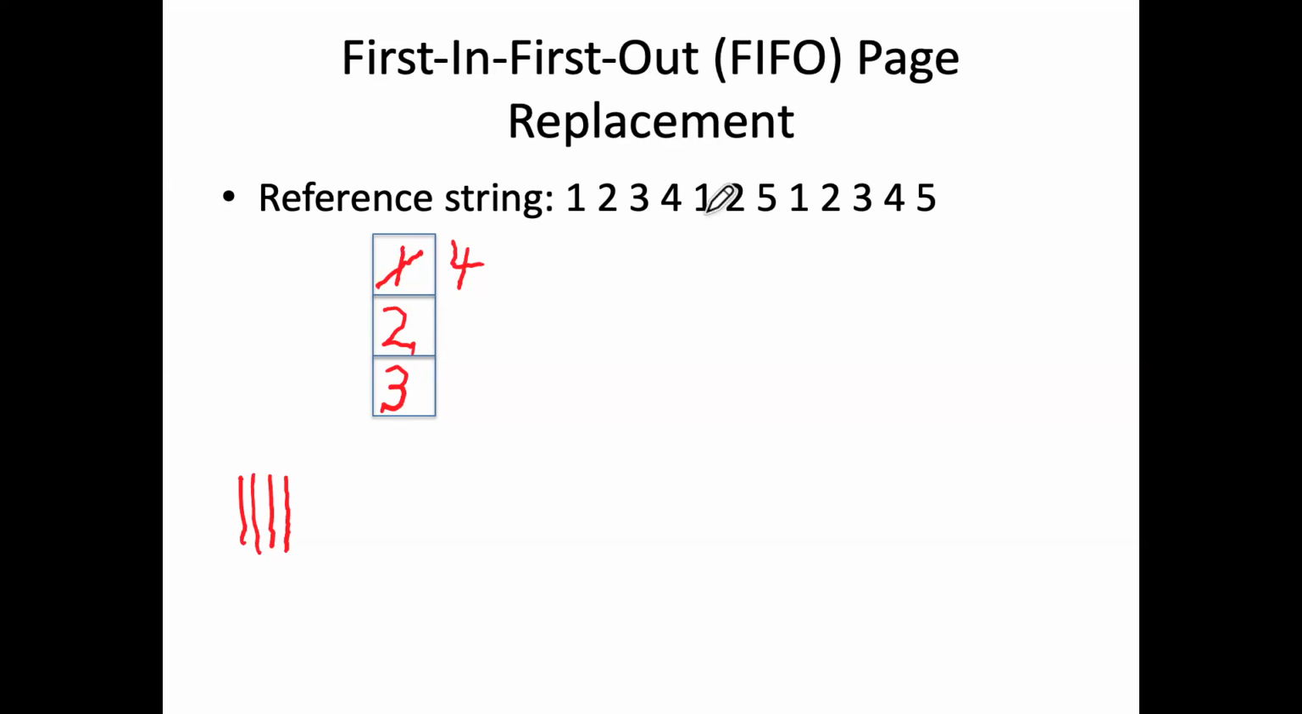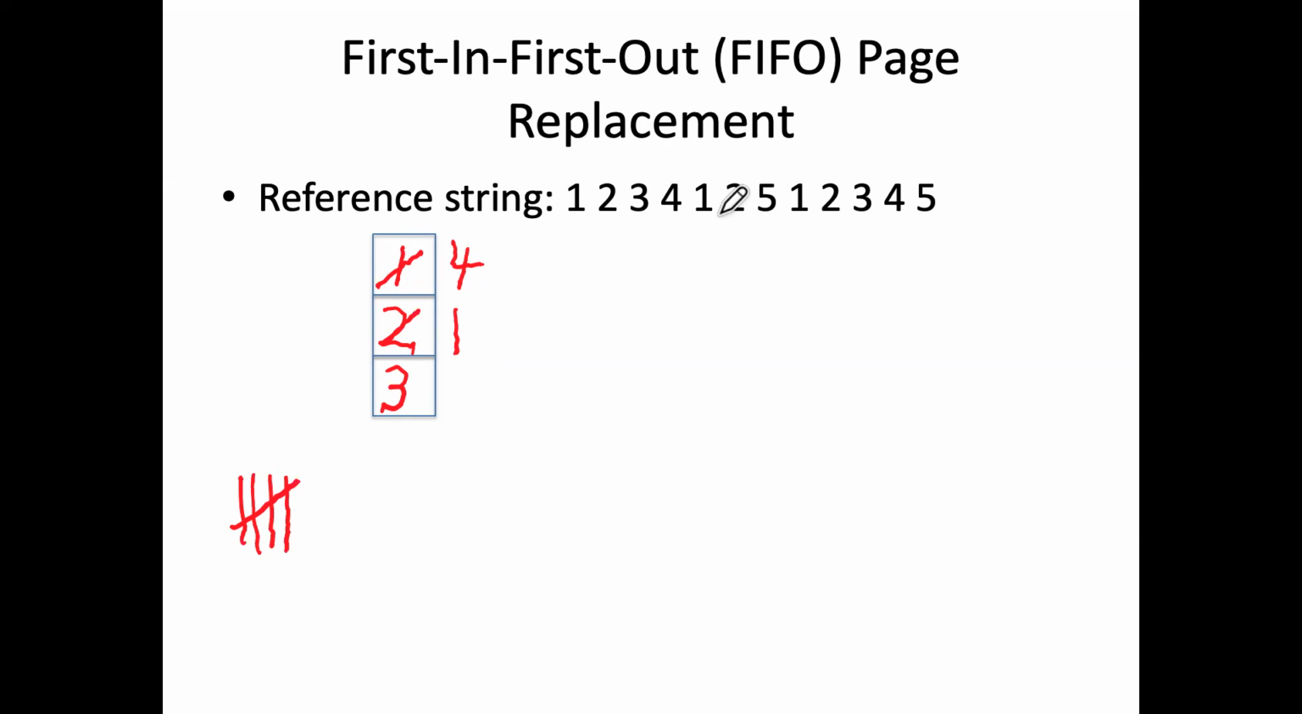So we need to bring it back into memory. We need to throw out the thing that's been in memory longest, among the pages that are in memory now. Well, 2 is the one that's been in memory the longest. So we're going to throw it out to bring in page 1, and that cost us another page fault. So that's 5 page faults so far.